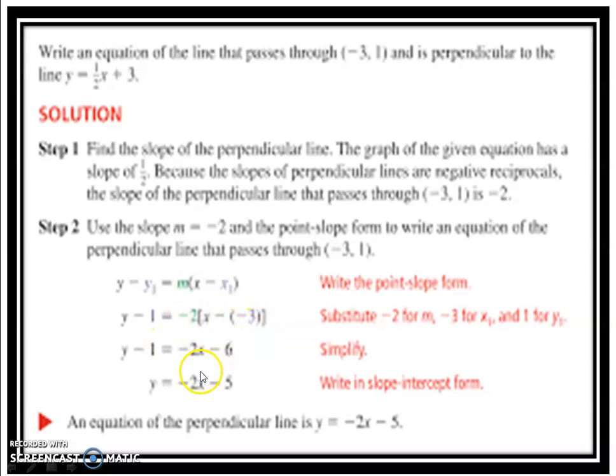So -2 times x is -2x, minus minus becomes plus 3, and 3 times -2 is -6. So -6x. The -1 goes to the other side: -6 plus 1 is -5. So y = -2x - 5. The equation of the perpendicular line is y = -2x - 5.